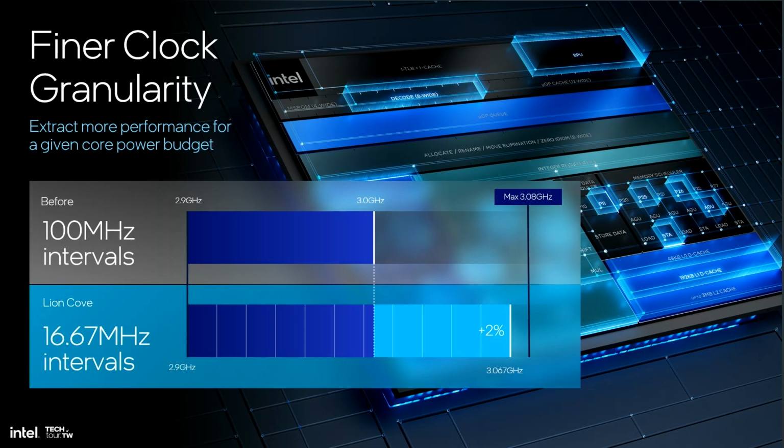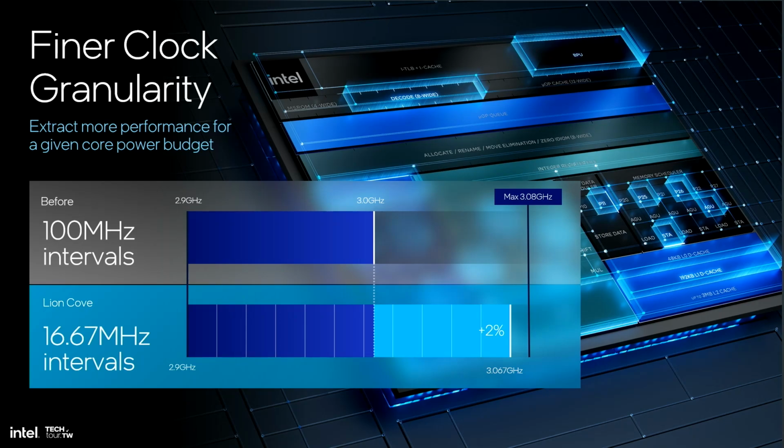Traditionally, Intel cores scaled frequency at 100 megahertz intervals, or what we call bins. Oftentimes, this left the core's power budget underutilized. Lion Cove solves this by introducing a finer grain clock of 16 megahertz, which is able to extract more performance for a given power budget.